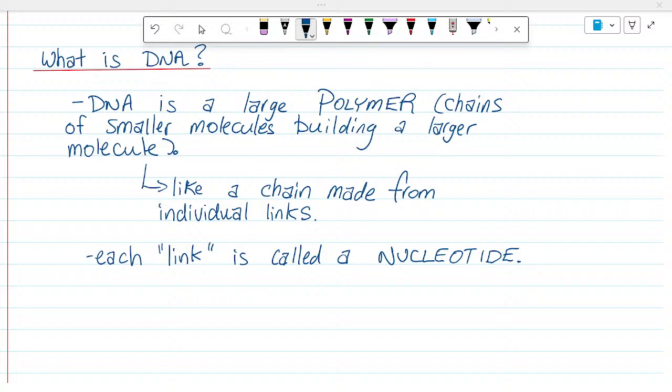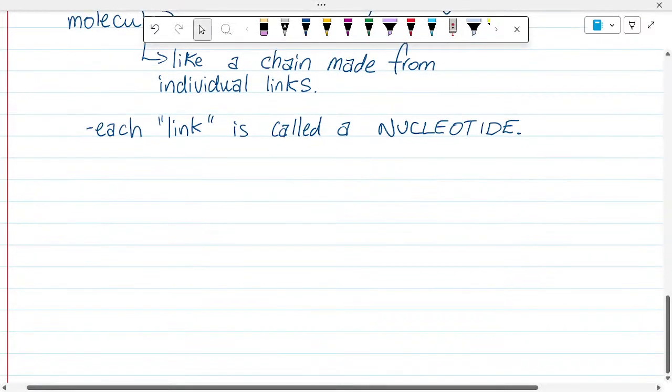After that, it wasn't that much later that they actually figured out what DNA looks like. So like we said, it's a big, long chain that is made up of links. And each link we call a nucleotide. And each nucleotide has the same structure.